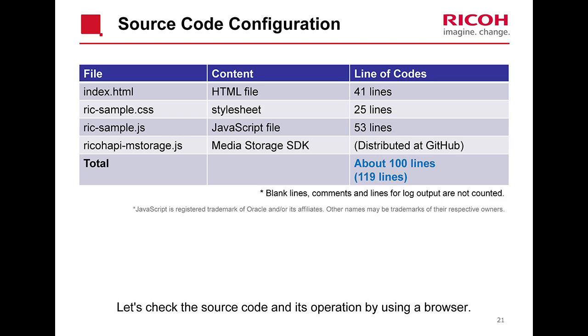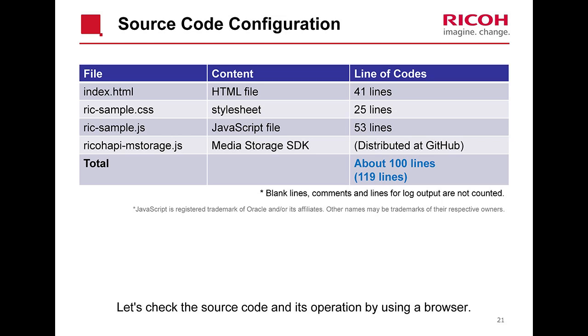Now, I'll explain in more detail. I will actually show the source code while I explain the operation. This slide shows the 4 major files constituting this application. There are index.html, a CSS file to define the display style, a JavaScript file to control the application, and a file named RICOH API-mstorage.js. The last one is the SDK provided by us and distributed at GitHub.